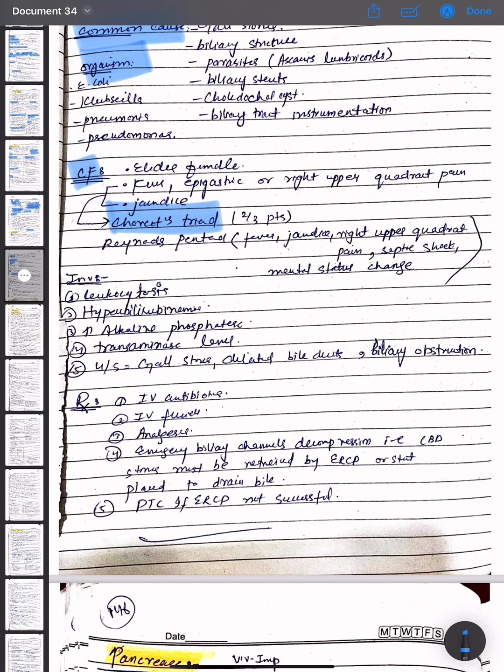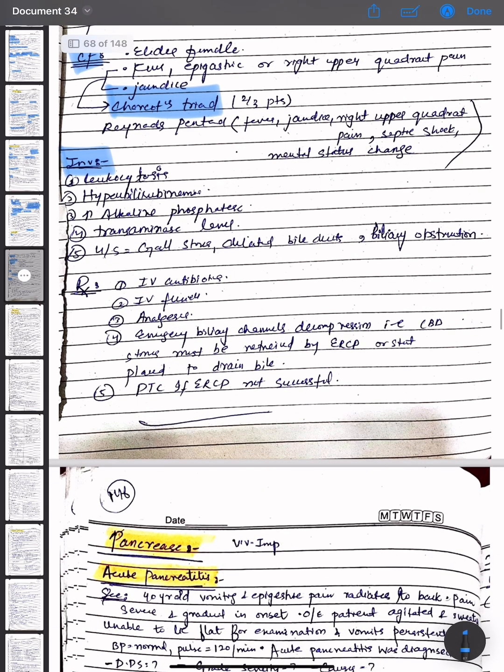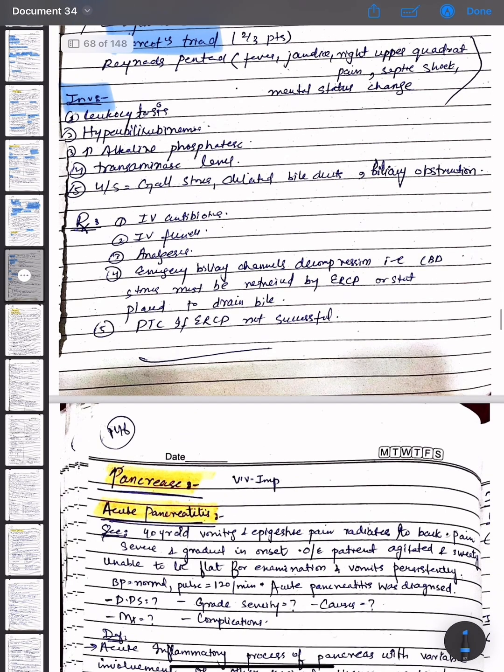Now, the investigations that are done are leukocytosis, hyperbilirubinemia, increased alkaline phosphatase and transaminase levels. Ultrasound is done for gallstones, dilated bile ducts, and biliary obstruction. The treatment options are intravenous antibiotics, intravenous fluids, and analgesics. Emergency biliary decompression, that is common bile duct stones, must be retrieved by ERCP or a stent placed to drain bile. PTC if ERCP is not successful.